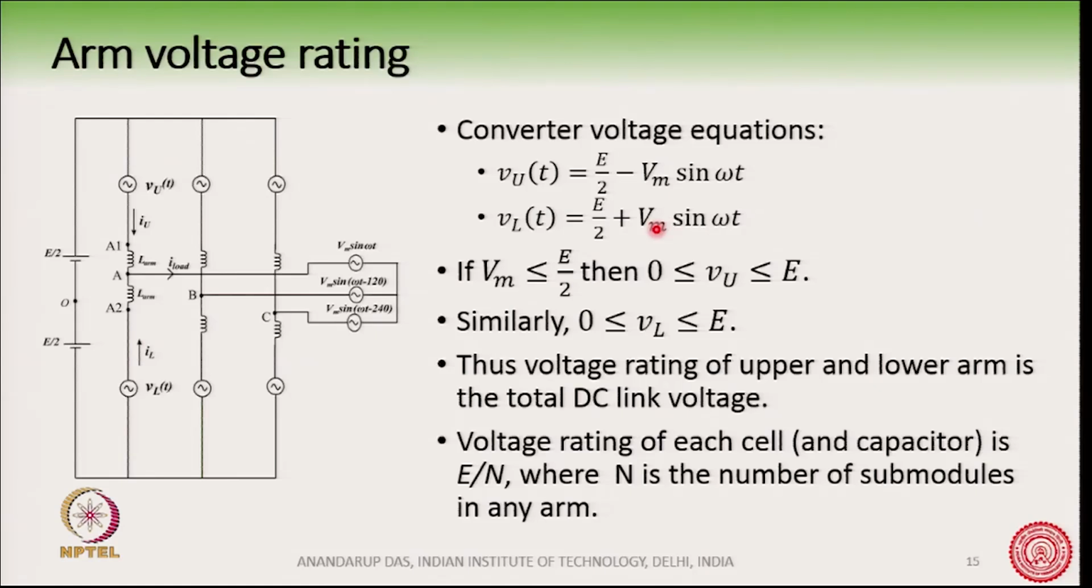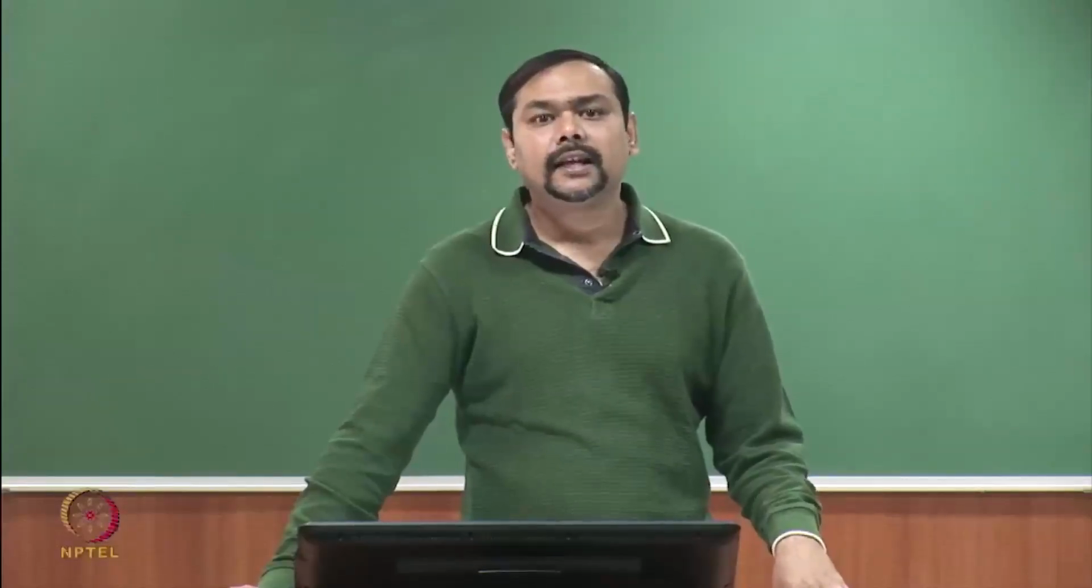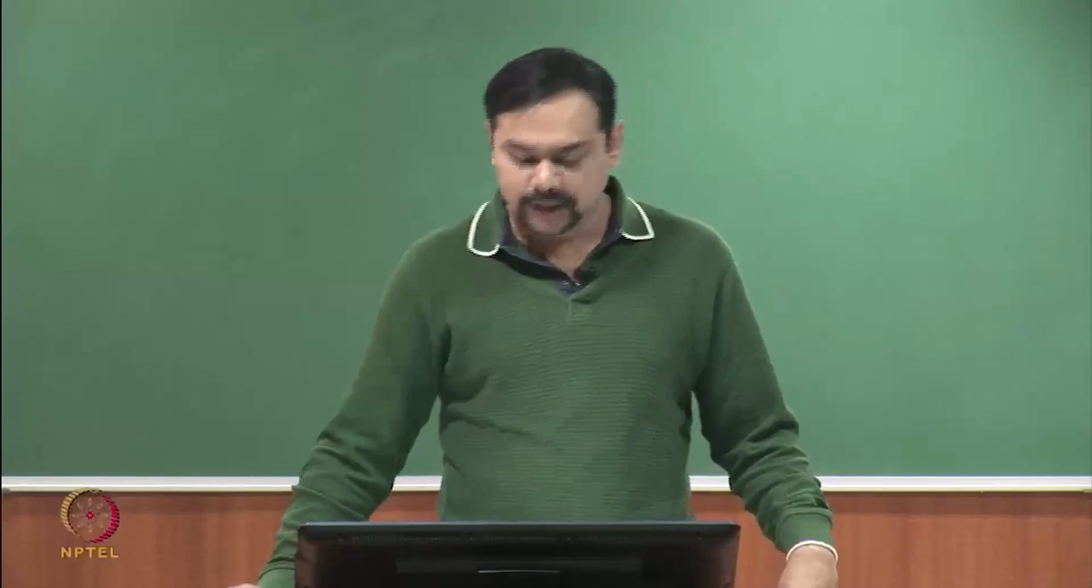Therefore, the voltage that needs to be produced by the upper and the lower arm is equal to the total DC link voltage. Which means this arm here and this arm, the total voltage that needs to be produced by this arm as well as this arm is equal to the DC bus voltage. So, this E is the total DC bus voltage. The upper arm as well as the lower arm, the voltage that needs to be produced from them is capital E, or the total DC bus voltage.